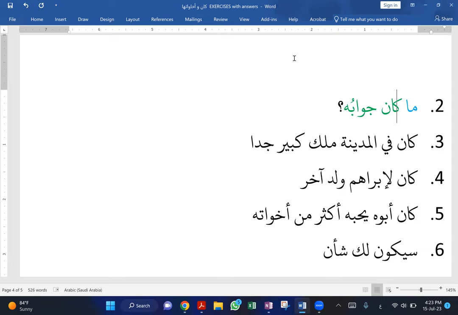Unless there's a reason for it to be muqaddam. Unless there's a special meaning that is being derived, then you can have some other word being muqaddam like that.